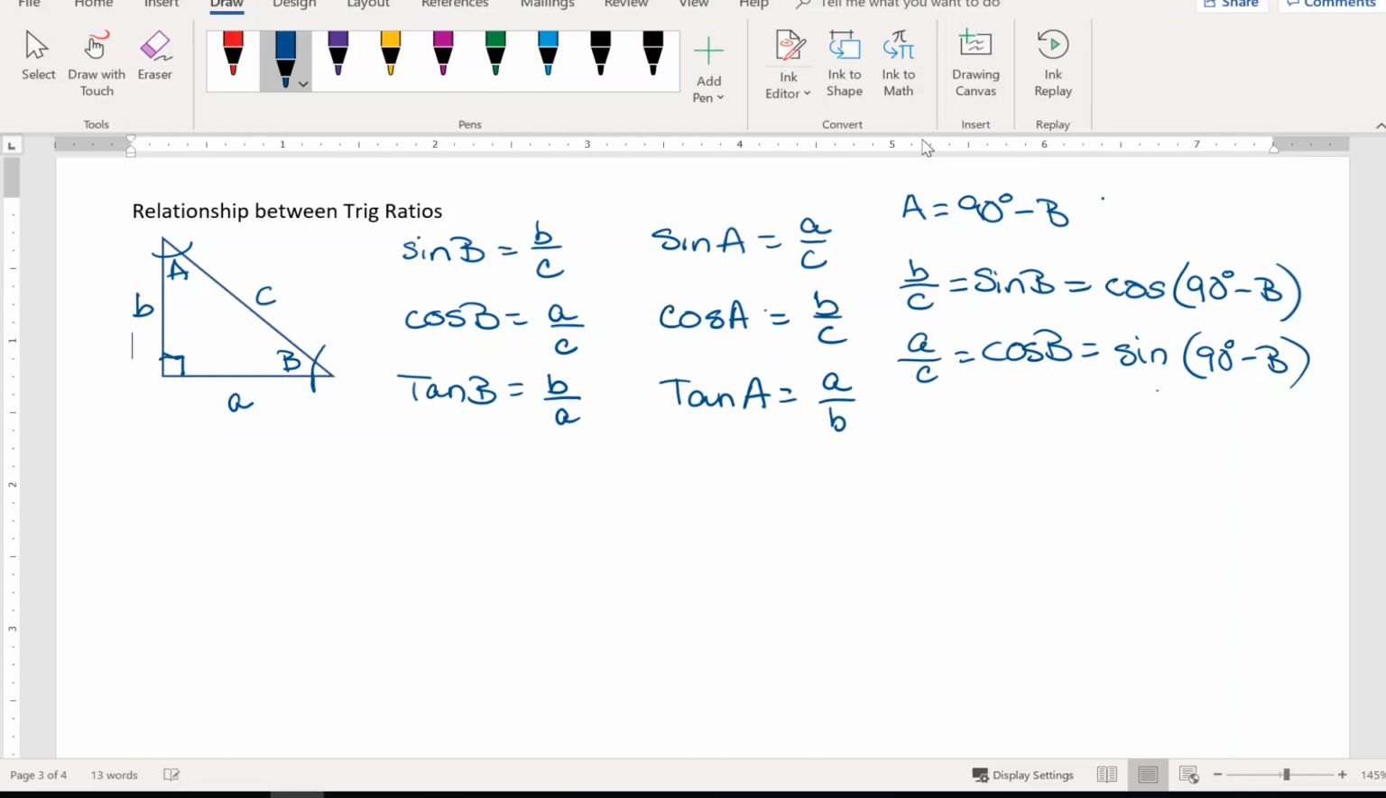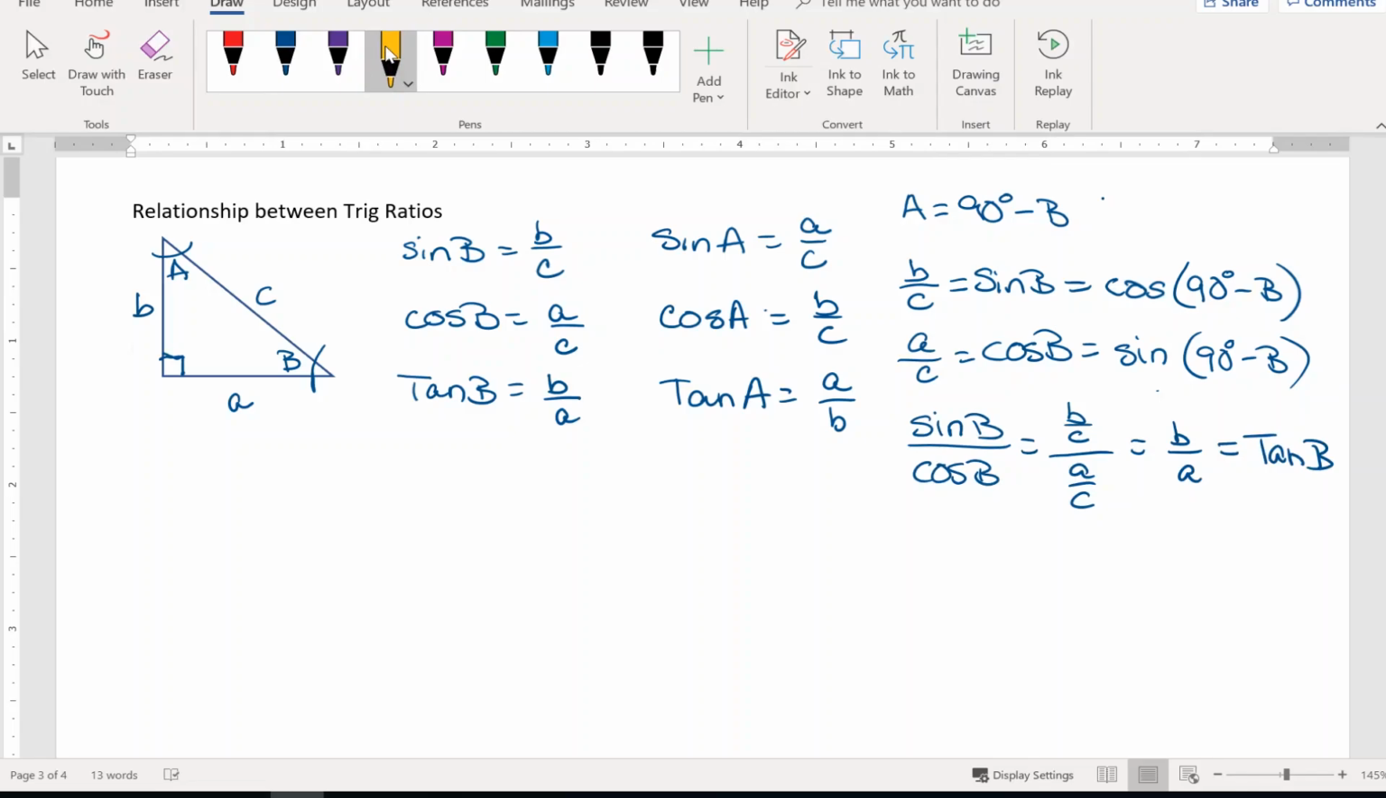Now let's take a look at the tangent. Here we know that they are inverses of each other, but also, if we take the sine of B and divide it by the cosine of B, we know the sine of B is B over C, and cosine is A over C. So this becomes B over A, which happens to also be the tan of B. So now we have sine B is equal to the cosine of 90 minus B. Cos B is equal to the sine of 90 minus B. And tan B is equal to sine B over cos B.